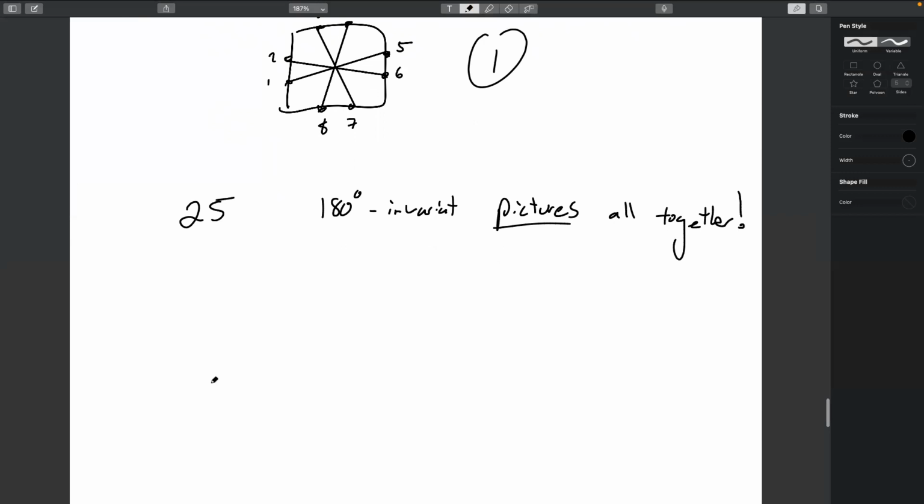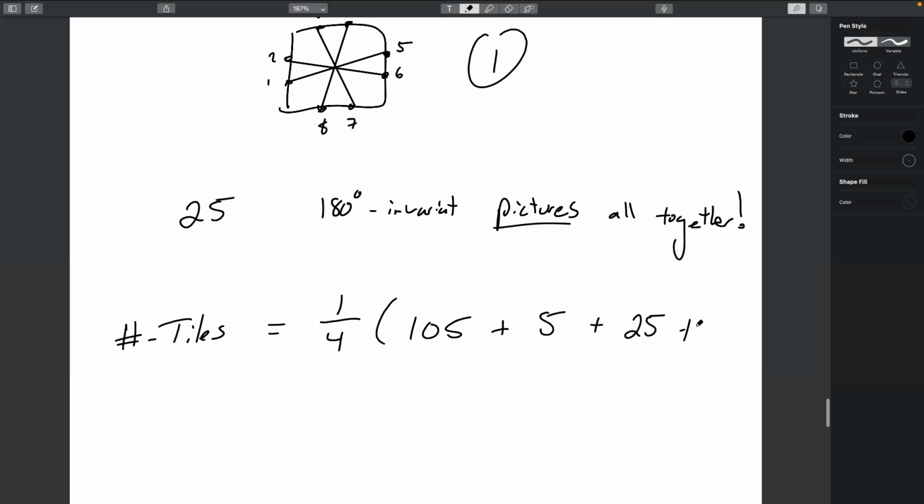So now we can go back to our formula, and the number of tiles is going to be 1/4 of 105 plus 5 for the 90 degrees plus 25 for the 180 degrees plus 5 for the 270 degrees.